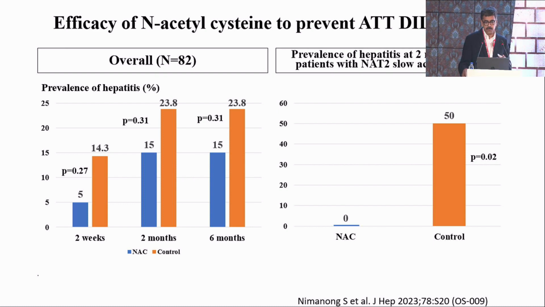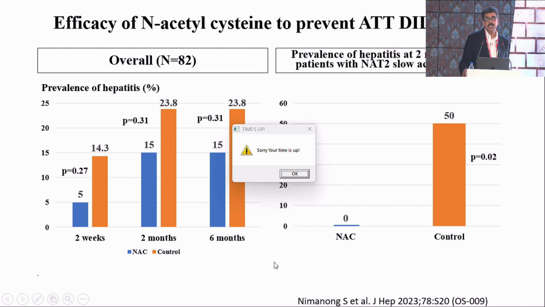So again, in those who develop ATT DILI, I would think, based on this as well as some earlier studies, 600 milligram twice a day of N-acetylcysteine is recommended.